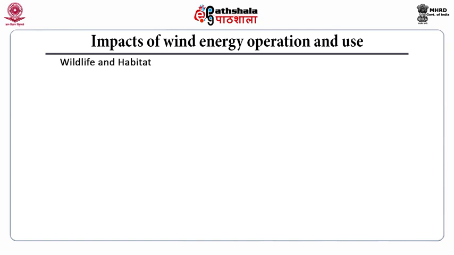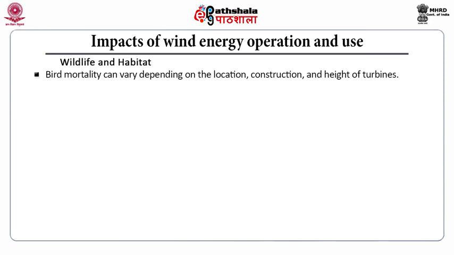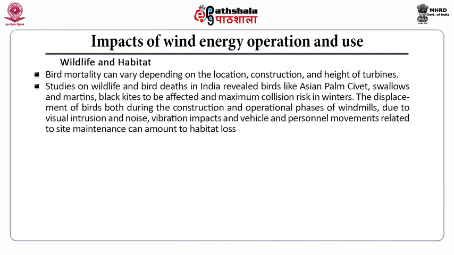It has impact on the wildlife and habitat. The consideration of sensitive ecosystems, threatened species and migratory channels and paths during construction and siting of turbines helps reduction in the impact on the wildlife. But the major impact is the bird mortality. It depends on the location, construction and height of turbines. Studies on wildlife and bird deaths in India revealed that birds like Asian palm civet, swallows and martins, and black kites are affected, with maximum collision risk in winter.